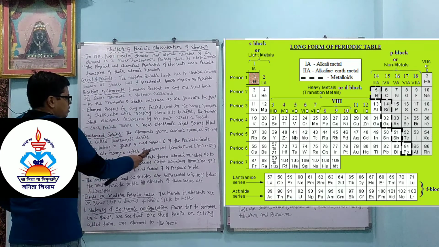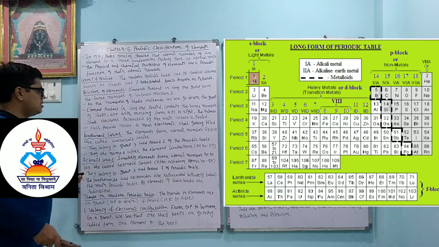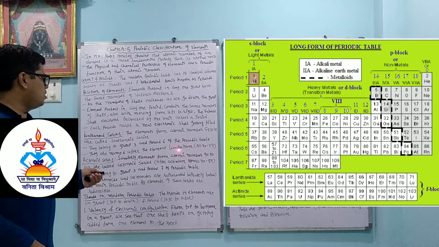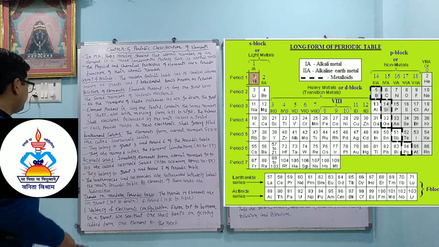They are named after the element lanthanum, atomic number 57. So the series name is given by the first element present, lanthanum. From that, the word lanthanoid came into existence. Its atomic number is 57.